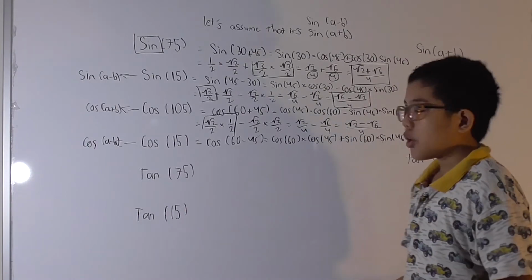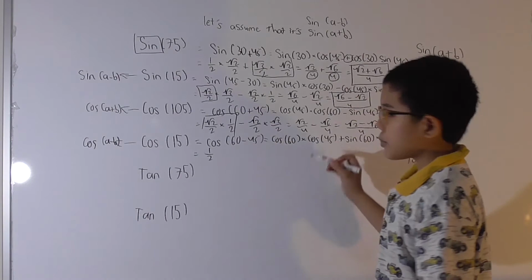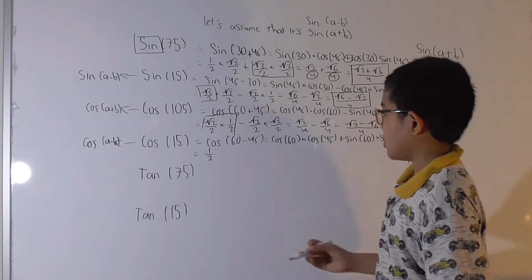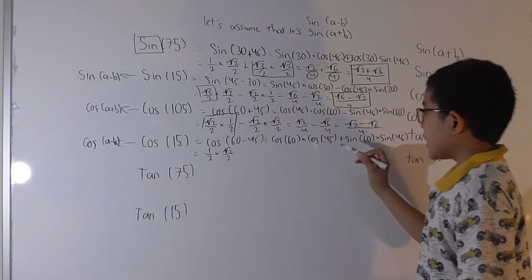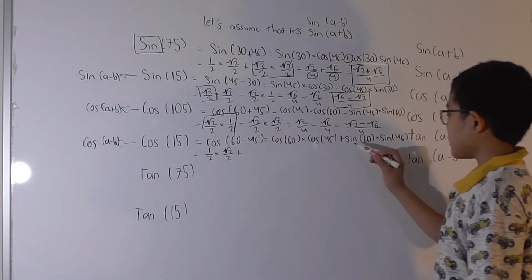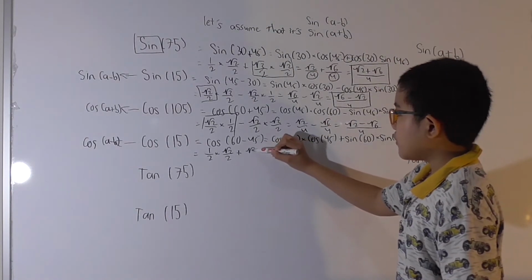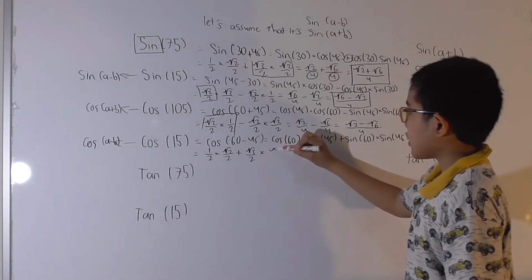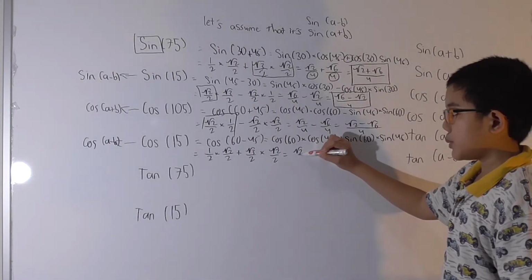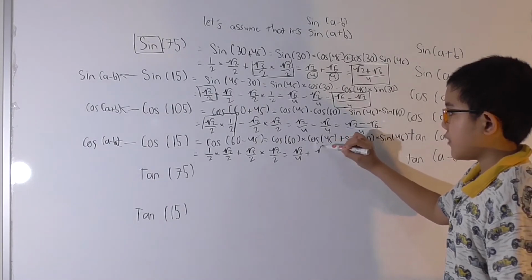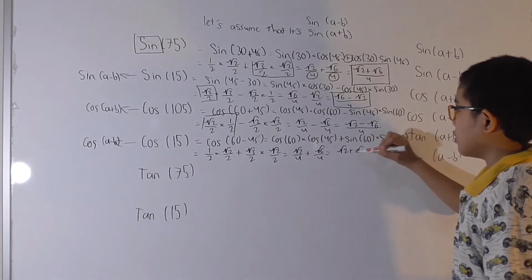And then, what's cosine of 60? That's going to be half times by square root of 2 over 2, which is basically cosine of 45. You add our plus, and then sine of 60 times sine of 45. That's square root of 3 over 2 times by square root of 2 over 2. And then this is going to be square root of 2 over 4 plus by square root of 6 over 4, which is square root of 2 plus square root of 6 over 4.